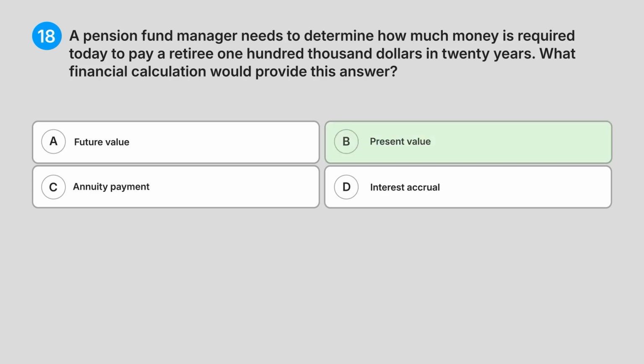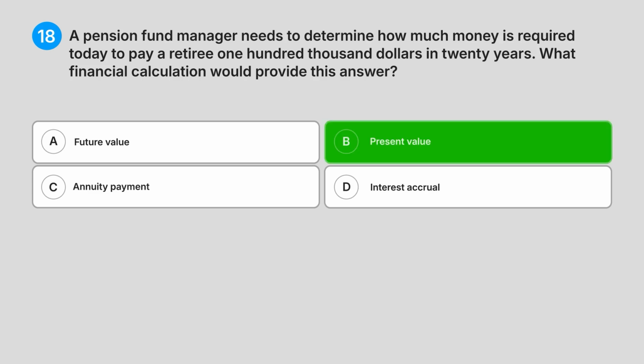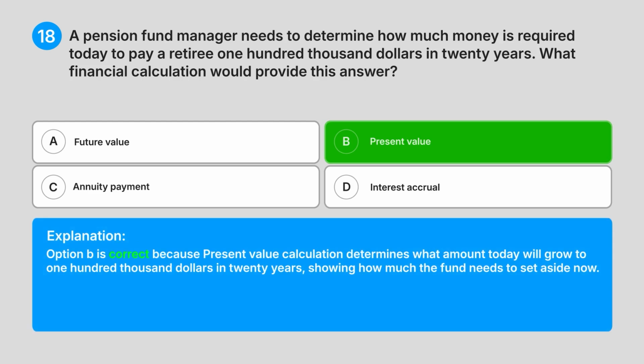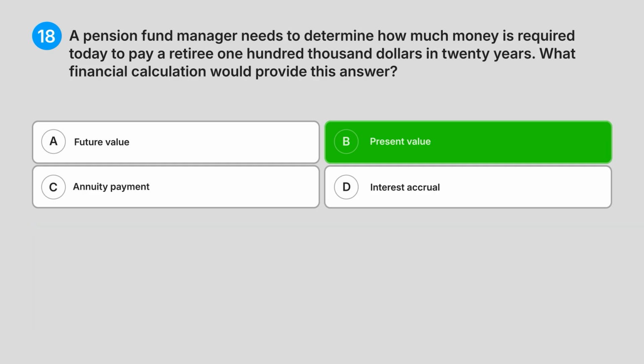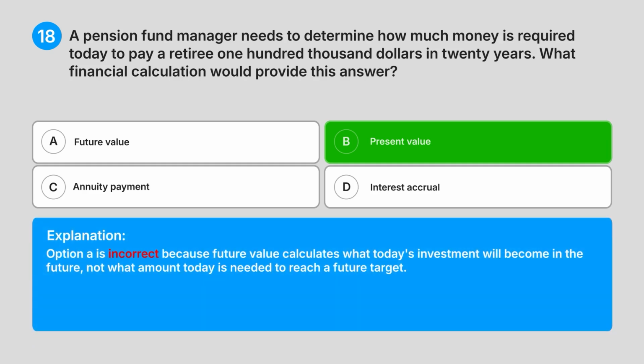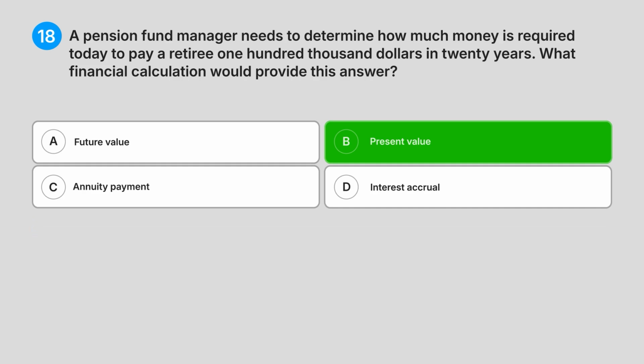Correct answer, B. Present value. Explanation. Option B is correct because present value calculation determines what amount today will grow to $100,000 in 20 years, showing how much the fund needs to set aside now. Option A is incorrect because future value calculates what today's investment will become in the future, not what amount today is needed to reach a future target.